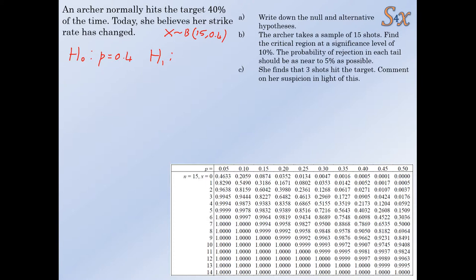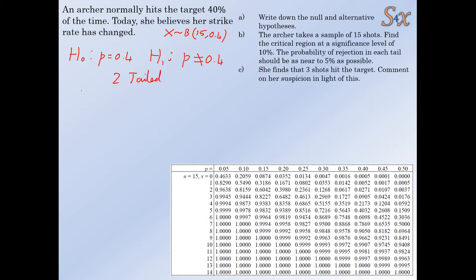Okay, that's the assumption. Now, the alternative, look how it says she believes her strike rate has changed. Not it's increased or decreased, it's changed. And therefore, the alternative hypothesis is that P is not equal to 0.4. Okay? Hopefully straight away you've seen that this is going to be a two-tailed test because we've got a not equal to sign.